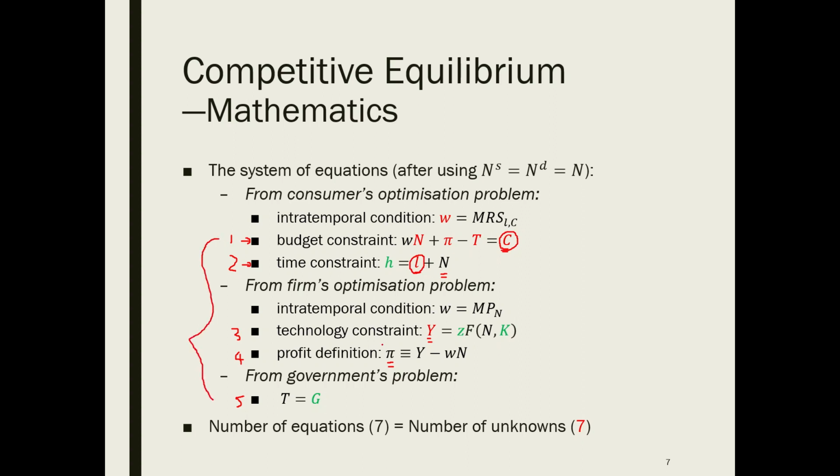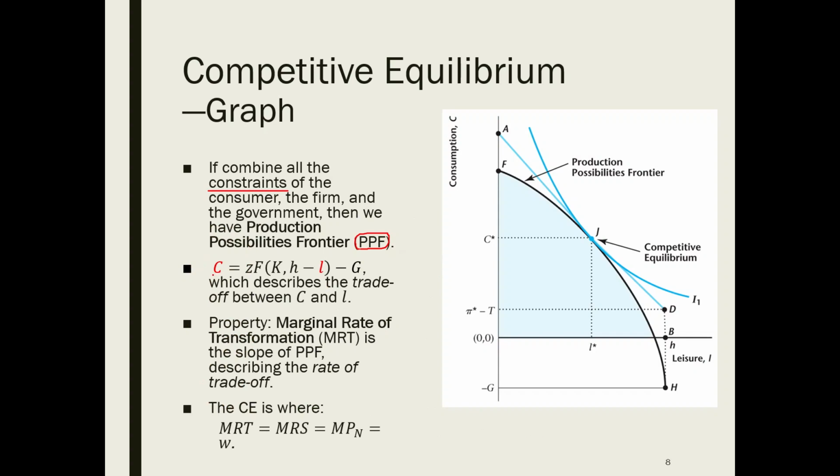As you can see from this combined condition, or the PPF, it is essentially a trade-off relationship between consumption C and leisure L. If you enjoy more leisure, you must give up some enjoyment of consumption. The slope of the PPF is called the marginal rate of transformation, MRT, which describes the trade-off ratio between the 2 goods, consumption C and leisure L.